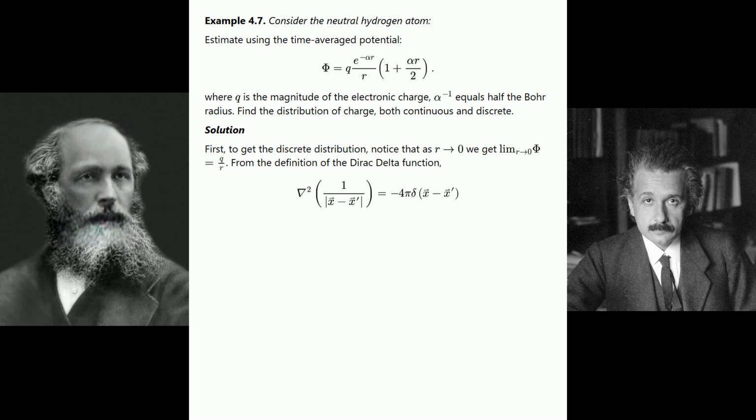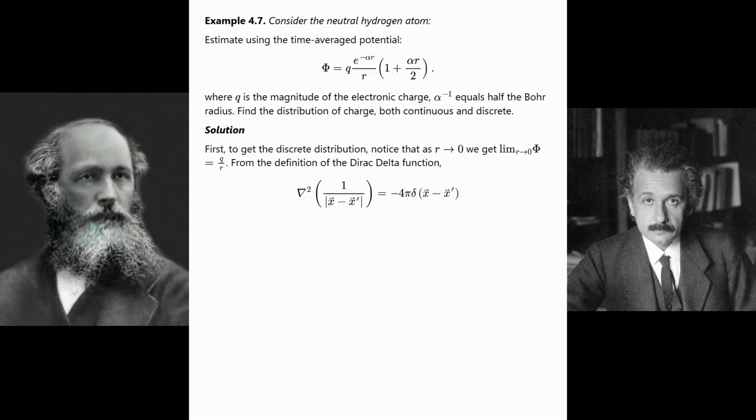Example 4.7. Consider the neutral hydrogen atom. Estimate using the time-averaged potential. See the next equation, where Q is the magnitude of the electronic charge, alpha to the -1 power equals half the Bohr radius. Find the distribution of charge, both continuous and discrete.